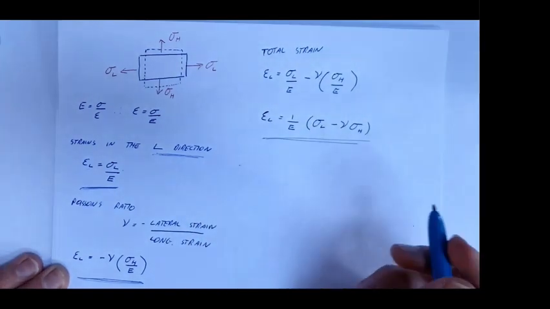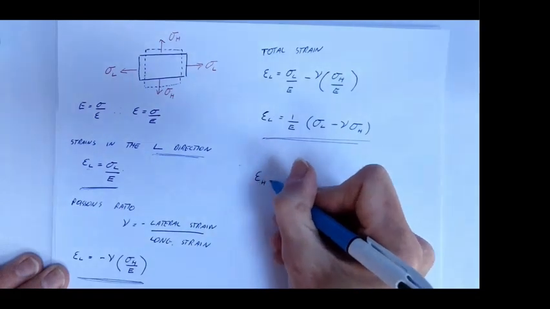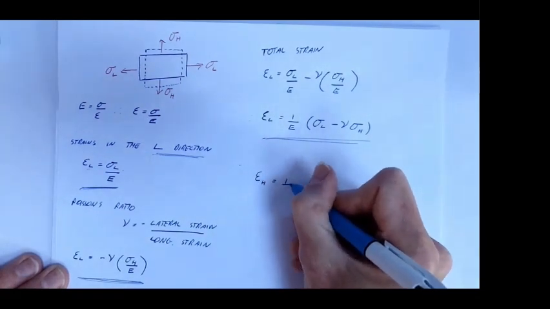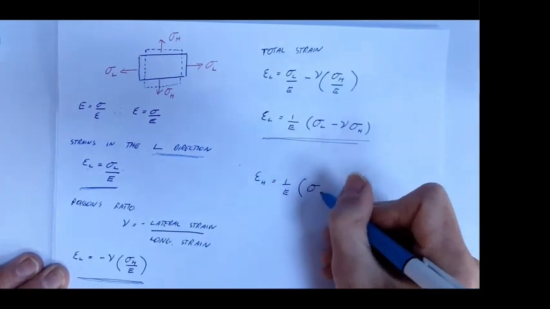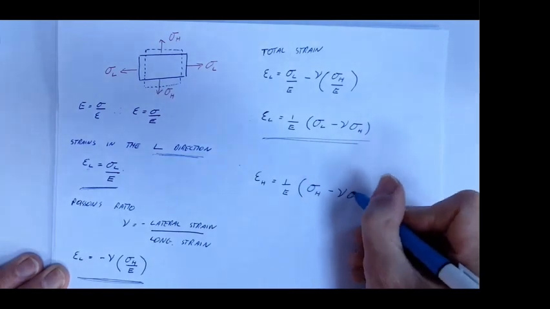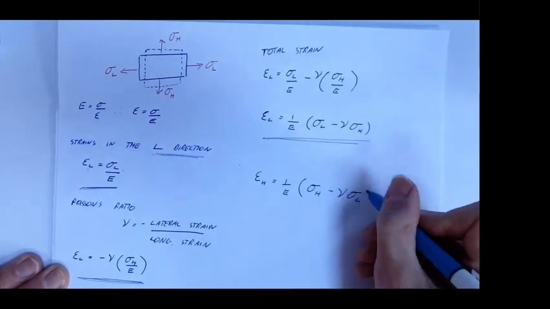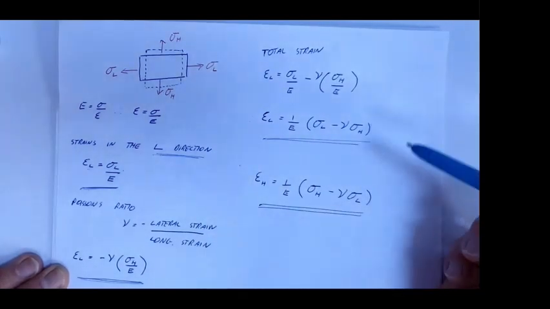Now, in the same way, we can show our hoop strain is made up of two components. It's clearly the component caused by the hoop stress minus Poisson's ratio times the component caused by longitudinal stress. Okay, so we have those two components.